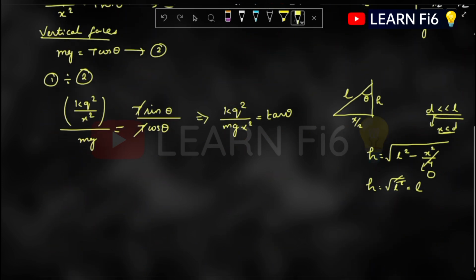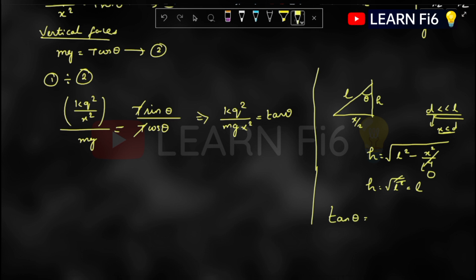Now find the value of tan theta from this triangle. tan theta is equal to the opposite side by the adjacent side. So the opposite side is nothing but x by 2 and the adjacent side is L. Okay, so this will become x by 2L. Now you can use this value here. You know the value of tan theta, so we can use this value in the equation.